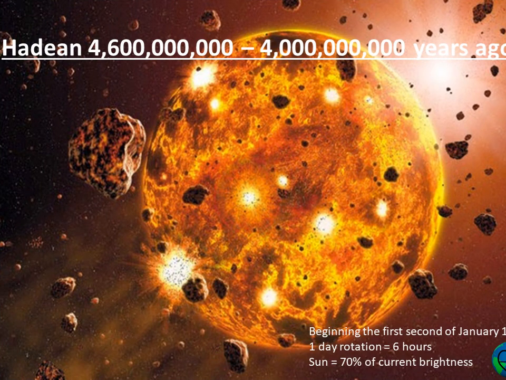Now we start the calendar, the first second of January 1st. Dust and debris from the formation of the Sun accreted to form a rocky nucleus now known as Earth. The Hadean represents the beginning of Earth, which started 4.6 billion years ago. During the Hadean, Earth was a meteorite and comet bombarded mass of magma.